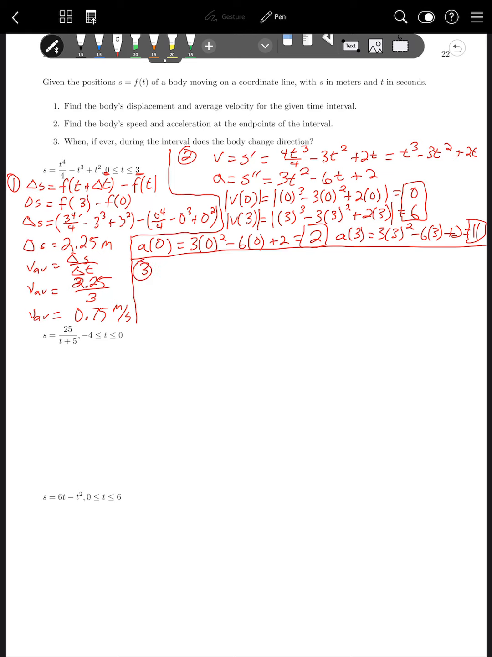And then for part 3, it asks, when, if ever, during the interval does the body change directions? So what has to happen to change directions? Well, in order to change directions, if I'm moving forward, I have to momentarily stop and then turn around. Well, what happens at that point where I stop? Well, if I'm stopped, I'm not moving. So that means my velocity is 0. So to answer this question, what we want to know is, when is the velocity equal to 0? So now we can just take this derivative we already found, which is t cubed minus 3t squared plus 2t, and set it equal to 0 and solve. So factor out a t.